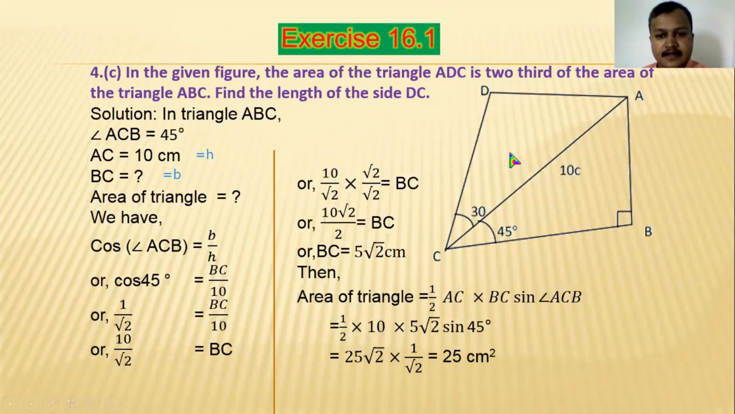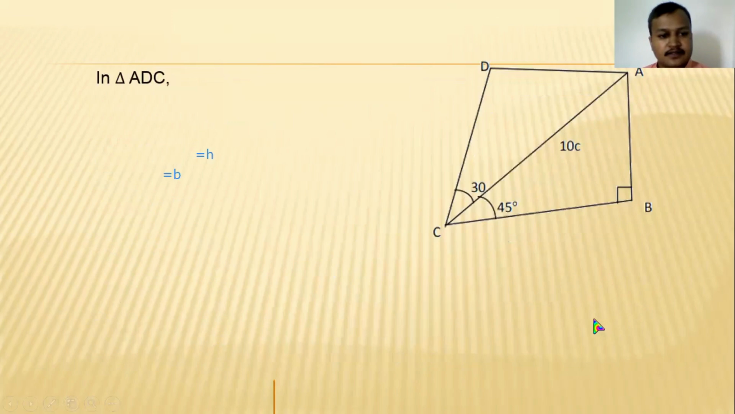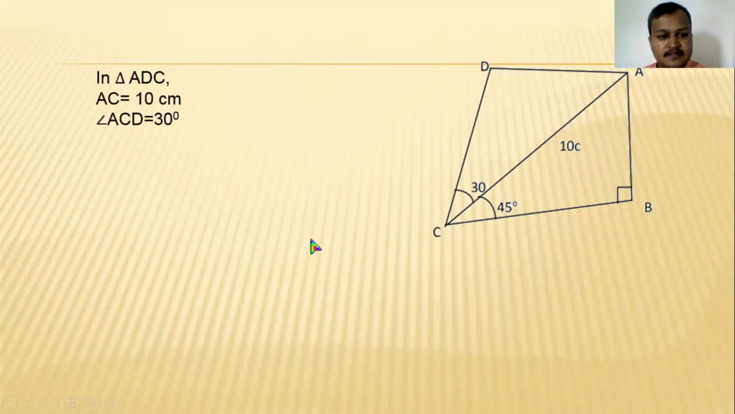And the area of triangle ADC is 2/3 of area of triangle ABC. That is our condition. That means area of triangle ADC is 2/3 into 25, 2/3 into area of triangle ABC. That condition we'll use here. In triangle ADC, AC is 10 centimeter, angle ACD is 30 degree, and DC is equal to what?